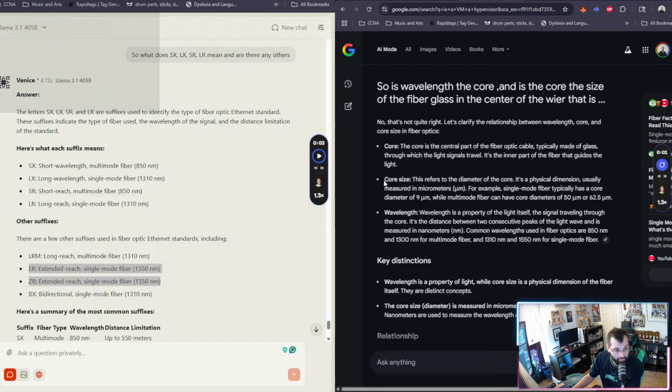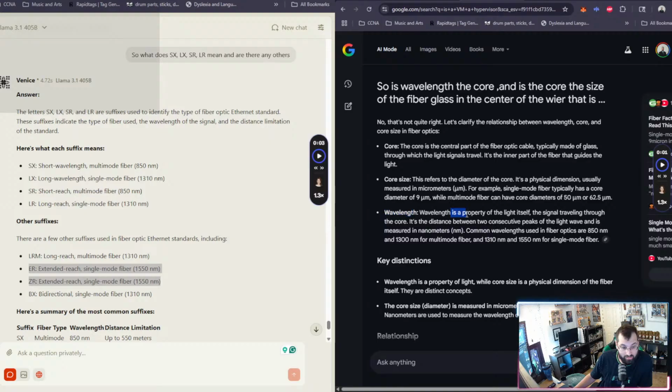Makes total sense. Core size. This refers to the diameter of the core. It's a physical diameter, usually measured in micrometers. For example, single mode fiber typically has a core diameter of 9 micrometers. So then what the hell is that M? I thought that was nanometers. Okay. While multi-mode fiber core diameters are usually 50 micrometers, whatever.